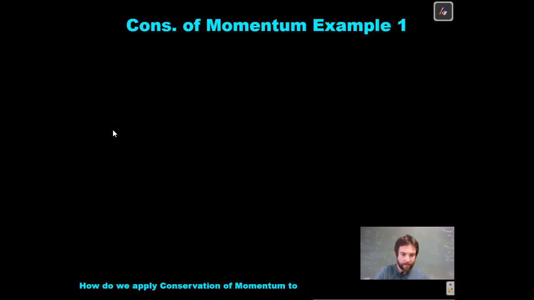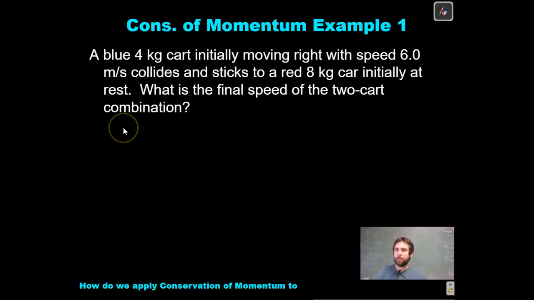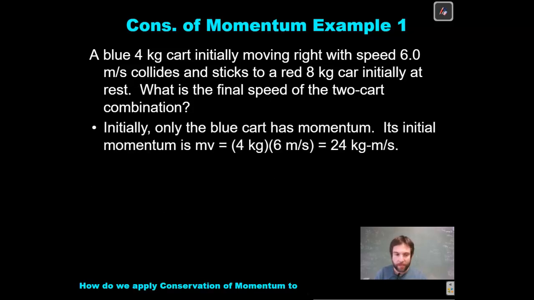Now let's look at an example, shall we? We've got a blue 4 kilogram cart initially moving to the right with a speed of 6 meters per second, colliding and sticking to a red 8 kilogram car initially at rest. What's the final speed of the two cart combination?